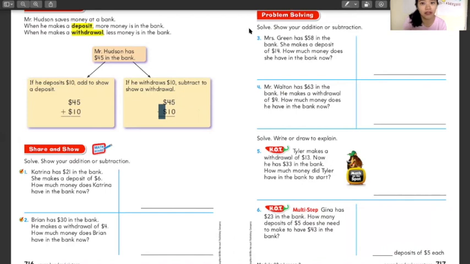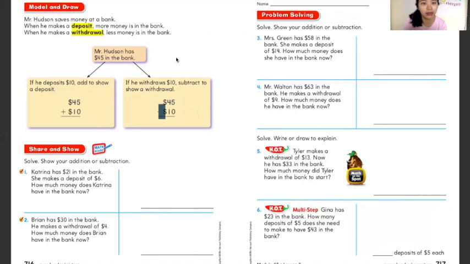So, if I were you and I had the book, this is what I would do. I will highlight the word deposit and link it to the plus sign. I will highlight the word withdraw and link it to a subtraction sign. Okay, now I'm going to work through the share and show with you all.